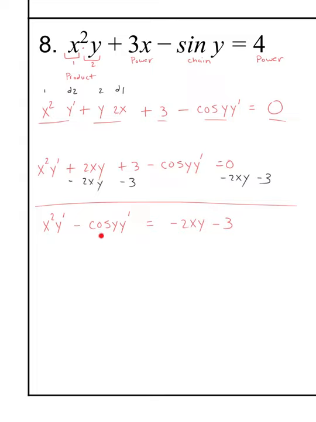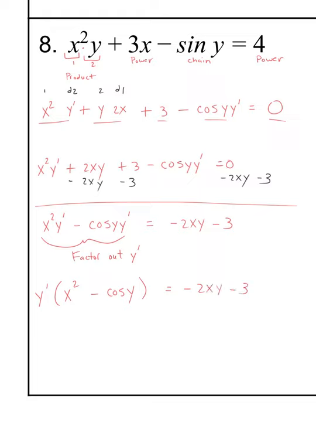Okay, because there's 2 terms with a y prime in it, remember, we factor out y prime. So we put it in front, and we rewrite that binomial, and we keep the sign the same. When I divide this term by y prime, I'm left with x squared. And when I divide this term by y prime, I'm left with the cosine of y. And of course the right side just comes along for the ride on this step.